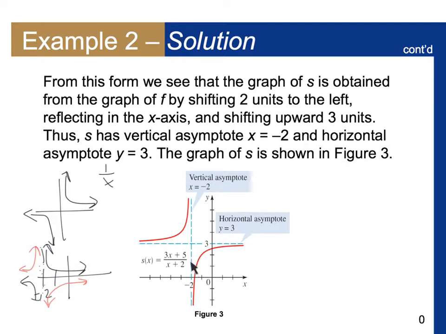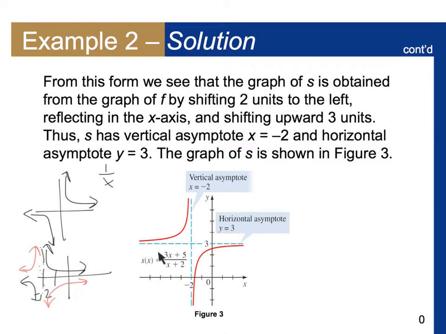Okay, and then we shift it up 3, so that's how we get this red one. So first step, start with 1 over x, shift it 2 to the left. That gives us 1 over x plus 2. Then minus 1 over x plus 2 is the red, and then minus 1 over x plus 2 plus 3 is this red. So we shifted that red up 3 to get this red. So that's how we get that.